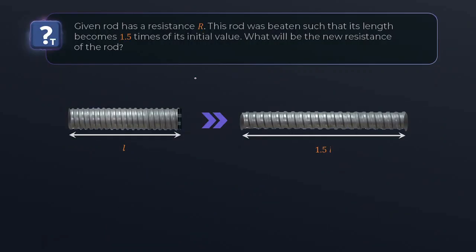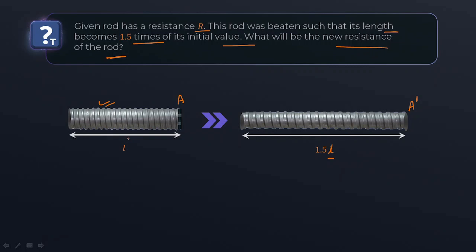Now, next question, let us solve one more question. Given rod has resistance R. This rod was beaten such that its length became 1.5 times its initial value. What will be the new resistance of the rod? So the initial length was L, now it was beaten, or we can say stretched, and now the length became 1.5 L. The initial area of cross section was A, and now the area of cross section will change, yes or no? So let us say this is A dash. How to find A dash? A dash they have not given, but we know that the density of the material is the same, so mass is the same. Mass is volume into density, right? So density is the same, so volume should also be the same.